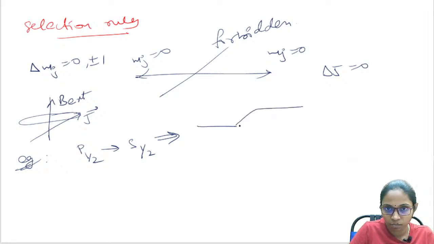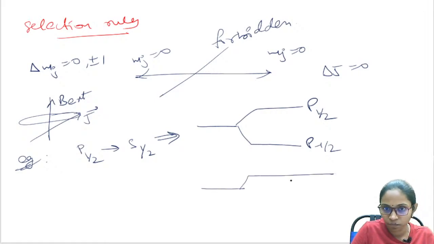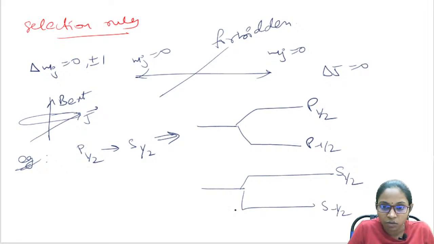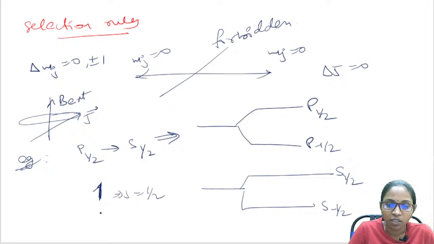If I'm considering this P level, P 1 by 2, P minus 1 by 2, for S also we will be having S 1 by 2, S minus 1 by 2. See, in our previous topics we considered only one S level, but here we are considering two S levels, just because here we are considering the electron spin. The electron spin will be positive if the electron is oriented upward, and it will be negative if it is oriented in the downward direction. That is plus 1 by 2 and minus 1 by 2.